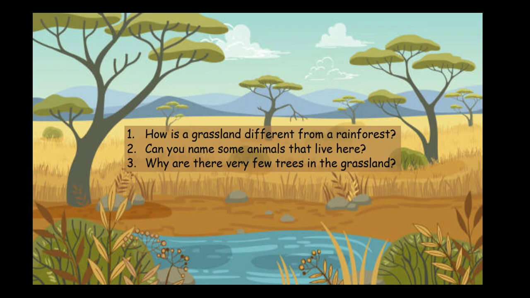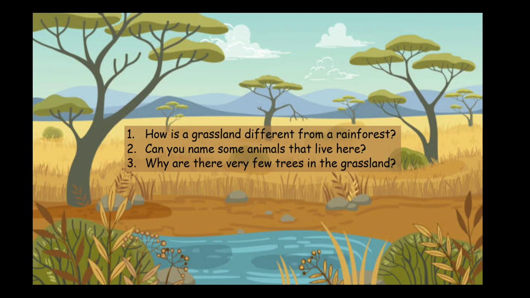Now some more questions. How is a grassland different from a rainforest? What is the difference? Yes, that we can see in the picture also. Now this place does not get a lot of rain, and therefore we can see that there is grass and few trees. So one main difference is that the rainforest has several tall trees growing close together, whereas in a grassland there are very few trees and they are far apart from one another.